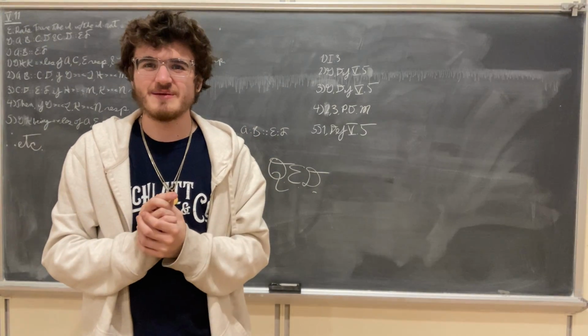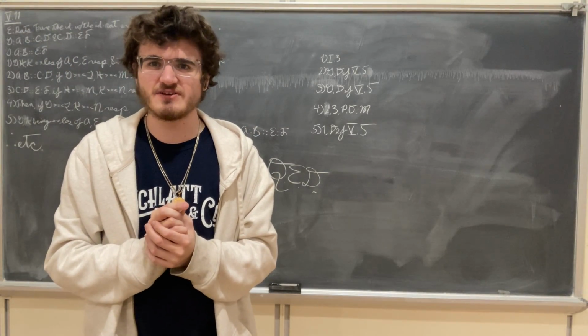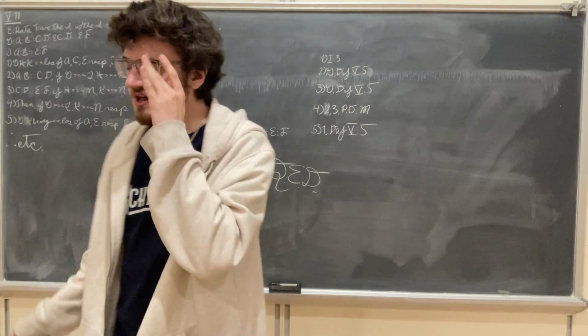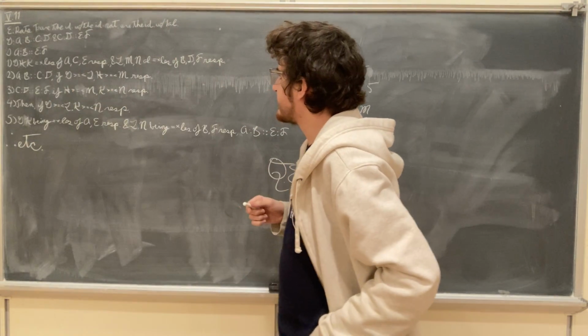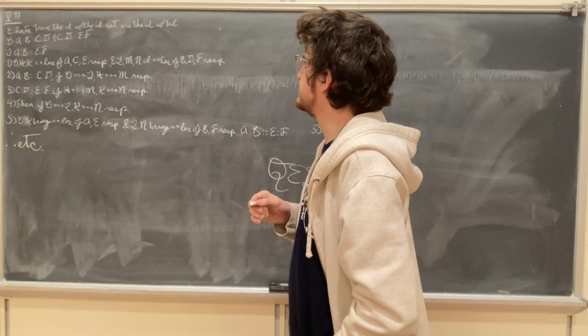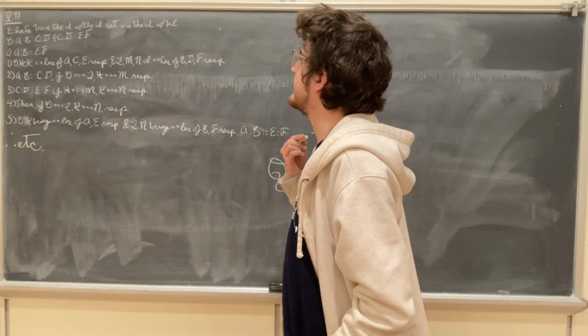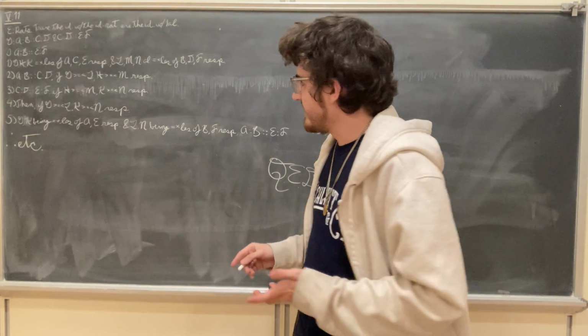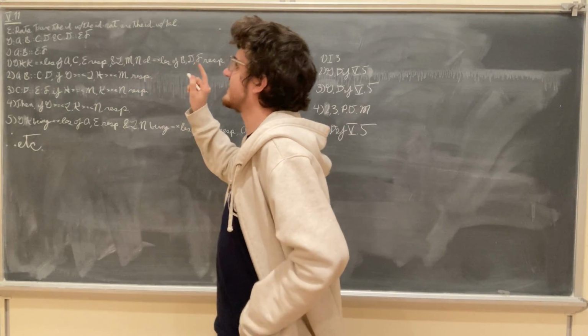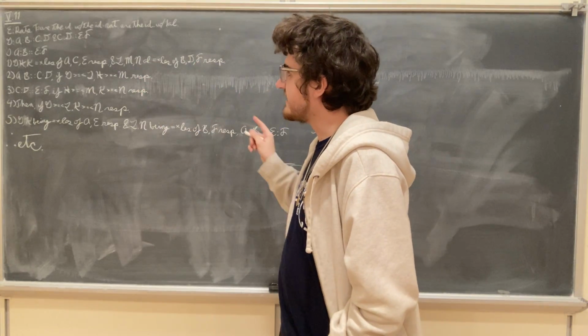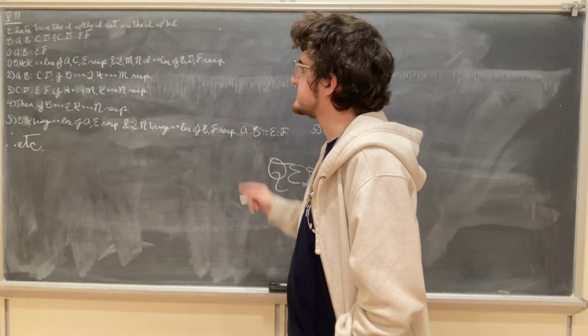Hello, this will be a demonstration of Proposition 11 from Book 5 of Euclid's Elements, which says that ratios that are the same with the same ratio are the same with one another. What we are thus given is that A is to B just as C is to D, and that C is to D just as E is to F.